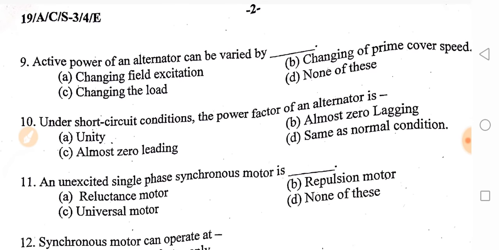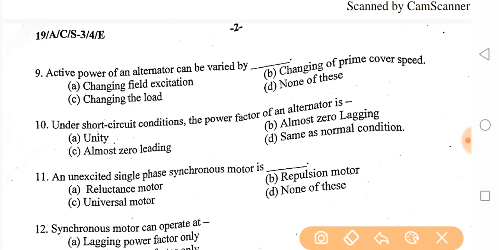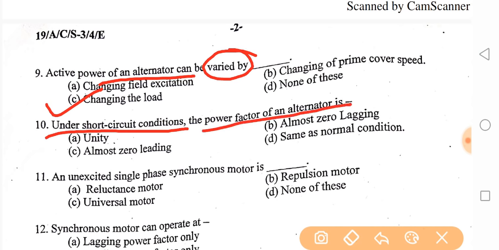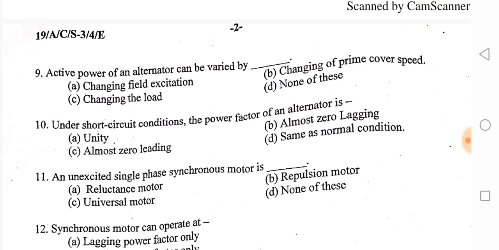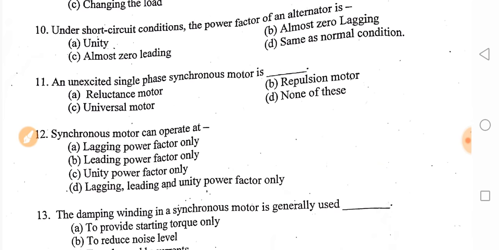Next, question number 9. Active power of an alternator can be varied by what? Changing field excitation, changing prime mover speed, or changing the load. So the right answer is changing the load. C option is correct. Next, under short circuit condition, the power factor of an alternator is what? The right answer is almost 0, lagging. B option is correct.